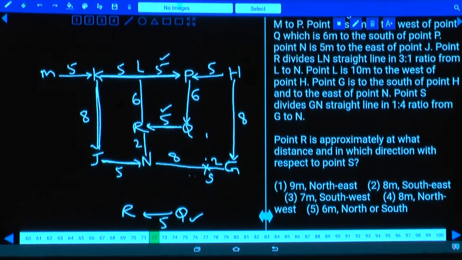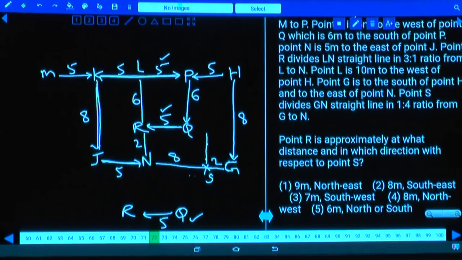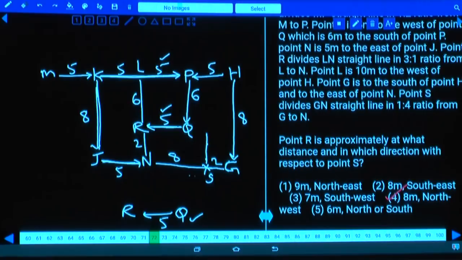2 square plus 8 square is nothing but 68. Now this 68 is approximately equal to 8 meters only. And it is towards which direction? Northwest. 8 meters northwest, that is choice four, the answer. Done? Work out the remaining two in the same way. This is the final diagram. Yes, anything else left out in this paper?